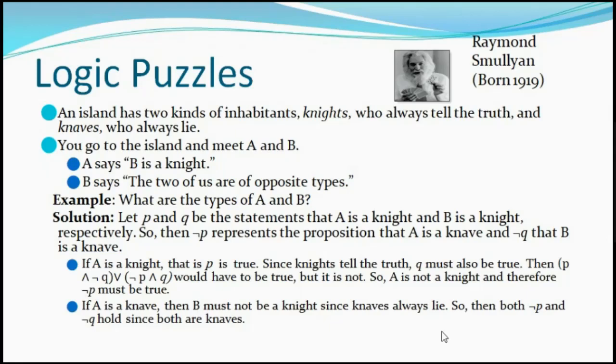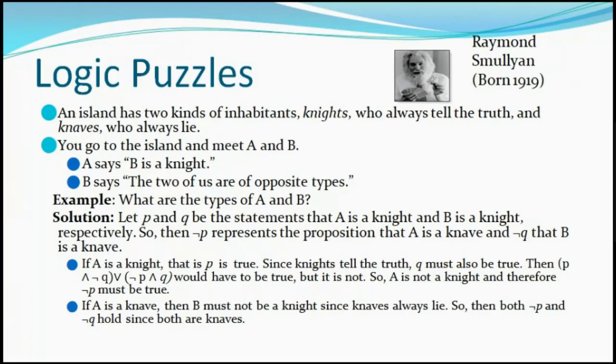An island has two kinds of inhabitants: knights who always tell the truth, and knaves who always lie. So there are two sets of people, one is knights and another is knaves. Knights will always tell the truth, and knaves will always tell lies. So you go to the island and meet A and B. You don't know who A and B are. A says B is a knight. B says the two of us are of opposite types.